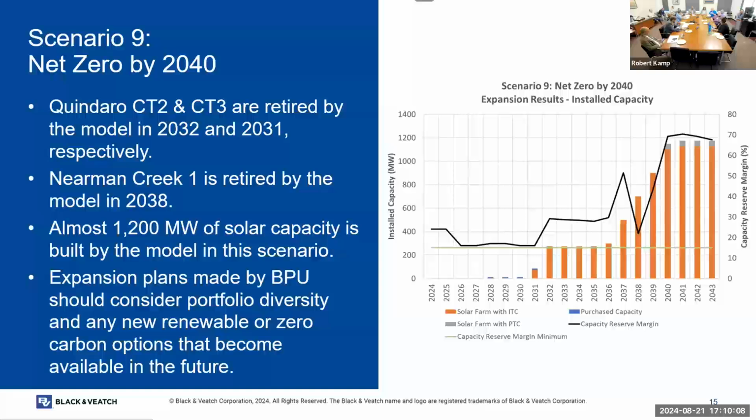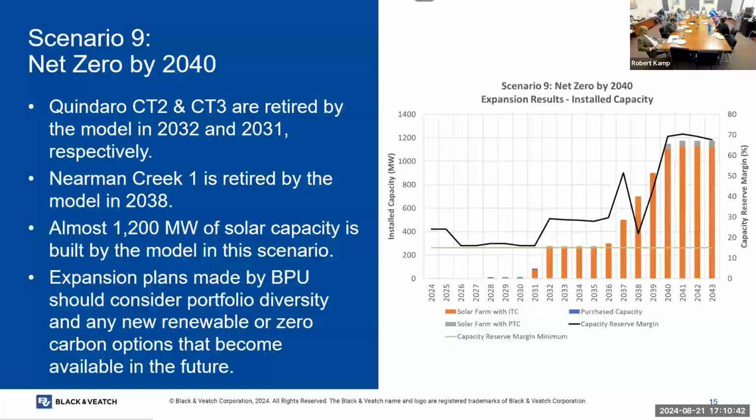The reason that the model can retire them is because to meet the net zero goal, almost 1,200 megawatts of solar capacity is being built. I'd like to point out that the model chooses from the expansion candidates that we give it, and solar is one of those. And it chooses it because it meets the criteria we've given it for this scenario.